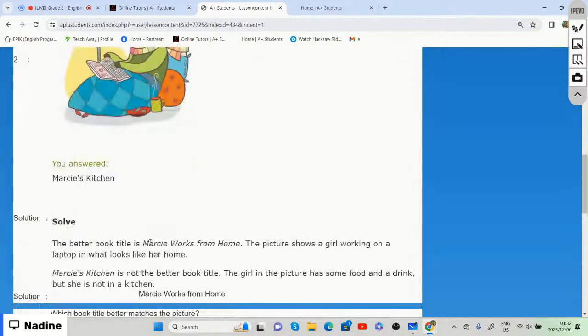It says here, Marcy Works from Home. Now the question is why Marcy worked from home, right? Because now they're saying the picture shows a girl working on a laptop in what looks like her home. So Marcy works from home.